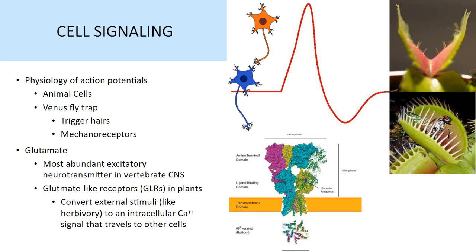Both plant and animal cells also use a variety of chemical messengers to communicate between cells. Glutamate is one such messenger. It is the most abundant excitatory neurotransmitter in the central nervous system of vertebrates and has also been found in plants where it seems to be released in response to stressful stimuli, such as herbivory. The stimulation of glutamate-like receptors can trigger a calcium signal that can travel from plant cell to plant cell via the plasmodesmata and may initiate other biochemical pathways in response to stress.